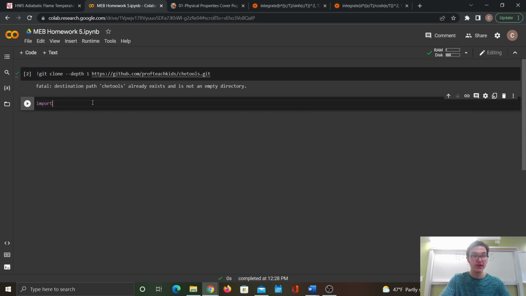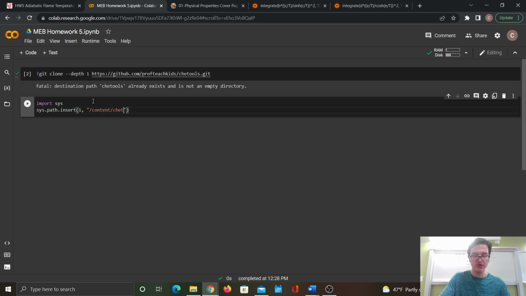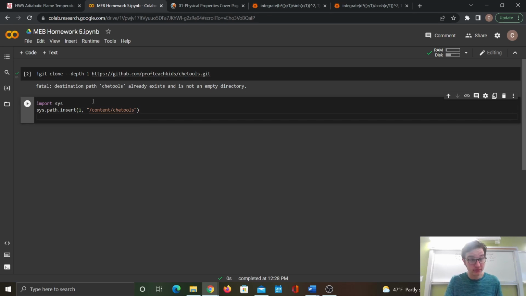So now we need to import a few things. So first of all, we're going to import sys. We're going to use sys.path.insert, one, and we want a string, and I think this is not paths, but path. We want to insert a string, content, CHE tools. Import sys is importing our system module in order to manipulate where we put things in our files so that we can more easily access this content specifically.